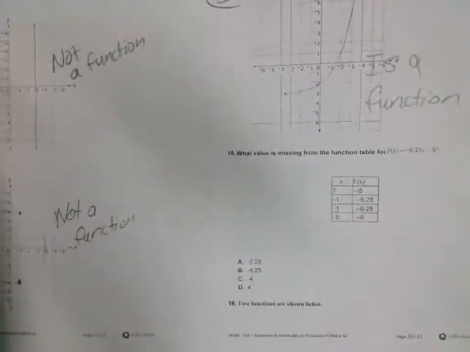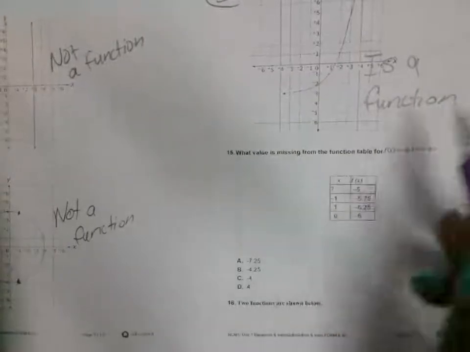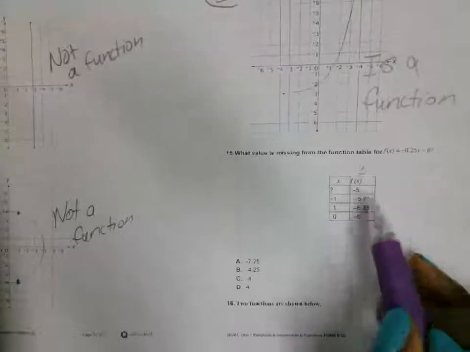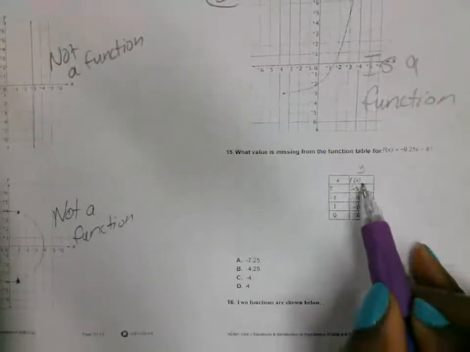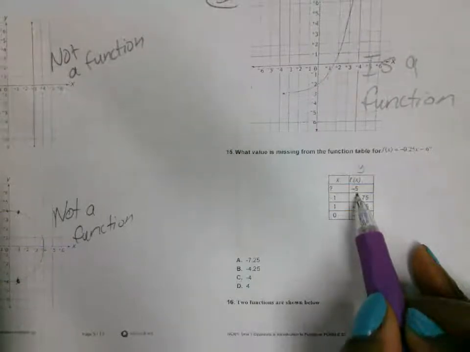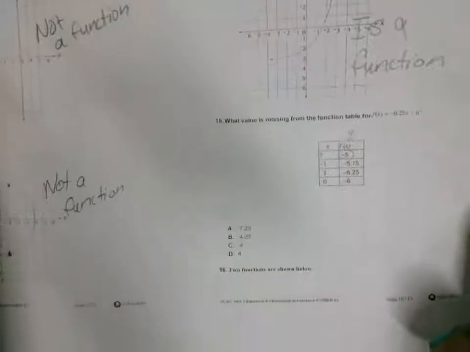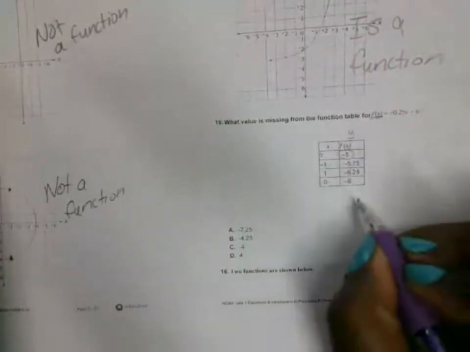It says, what is the value missing from the table? This is my x, this is my y. f of x is the same as saying y. The x value here is missing. This is my f of x or my y value. I'm going to substitute that into the equation to see what the value of x is. So I'm going to replace f of x with negative 5.